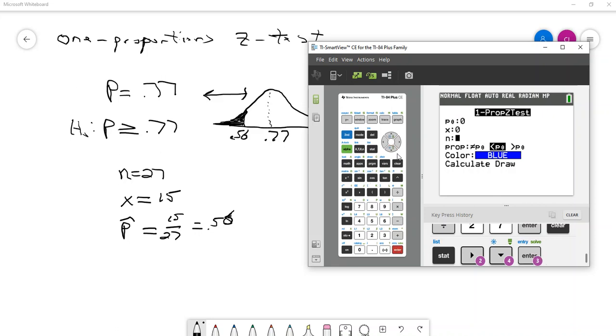And you'll notice that they have p sub 0. Let's go for p sub 0. That's 0.77. X is 15. N, again, 27. And again, that's showing a left tail test. Remember, this is for two tail, and that's for left and right. Left side shaded on the left, shaded on the right. All right, so it looks good.